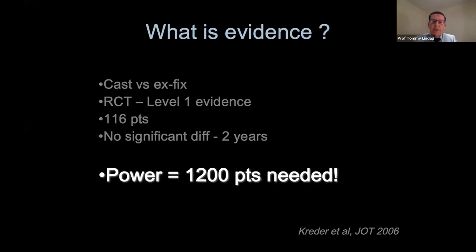They actually raised themselves that recalculating the power for this study, they would have needed 1,200 to show a difference. So this becomes a scientific, statistical type 2 error, where the sample size is too small to draw any conclusion at all.